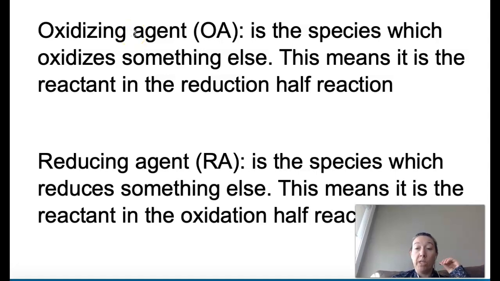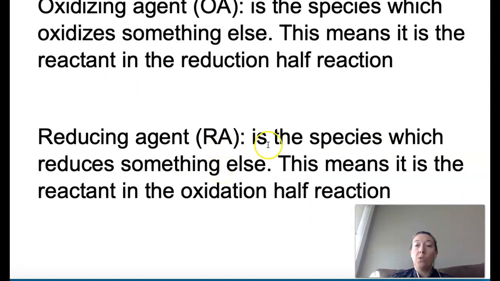Because it's what's in your reduction reaction that forces something else to be oxidized. And then if we look at a reducing agent, this is abbreviated to RA. So this is the species that reduces something else. This means it's the reactant in the oxidation half reaction.